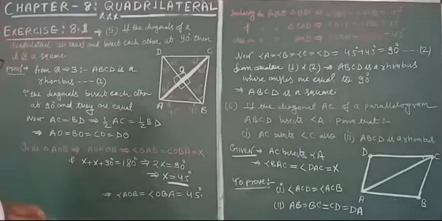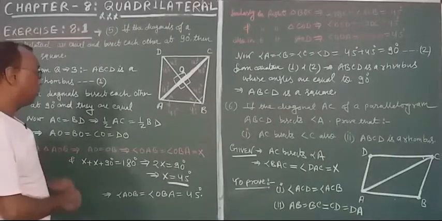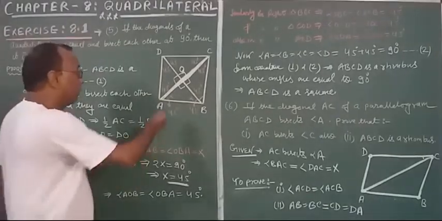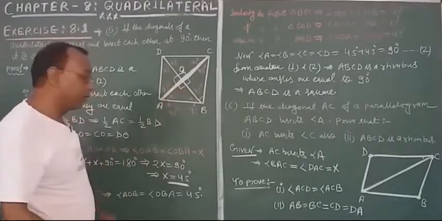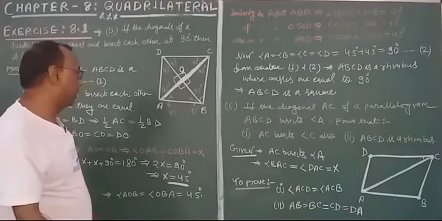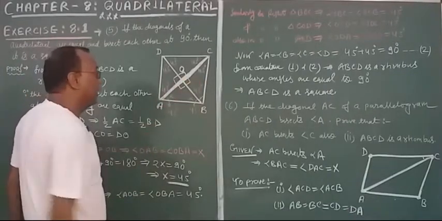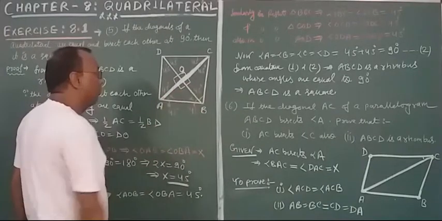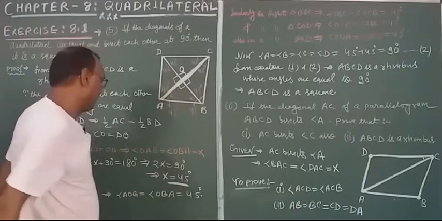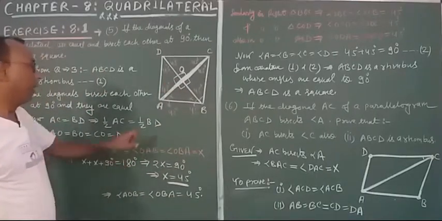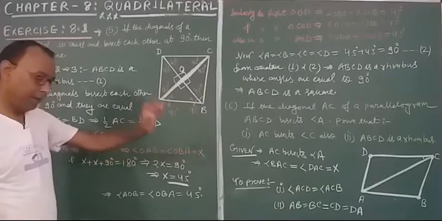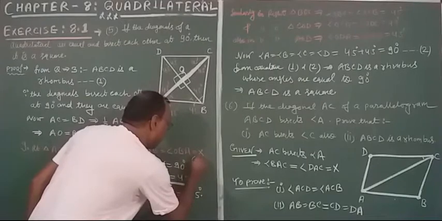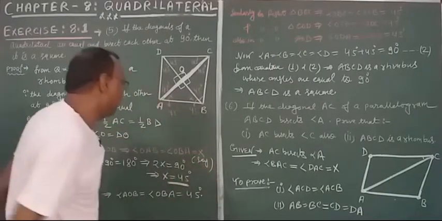Now, just take the triangle AOB. What is there? AO is equal to BO. Therefore, the angles opposite to equal sides are equal. Since AO is equal to OB, therefore angle ABO will be equal to angle BAO. Angle OAB is equal to OBA. Let they be equal to X.